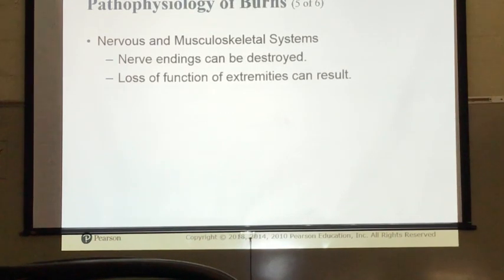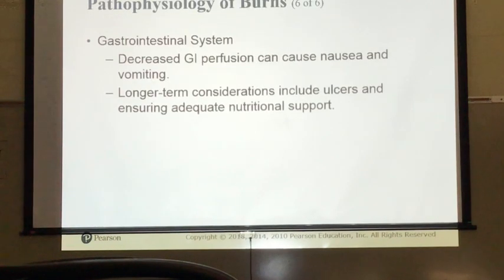An extremity burn can cause loss of function, long-term muscle wasting, and joint dysfunction. Nerve endings can be destroyed as well. Although it is a low priority for the EMT, the GI system plays an important role in the long-term care and survival of severely burned patients.